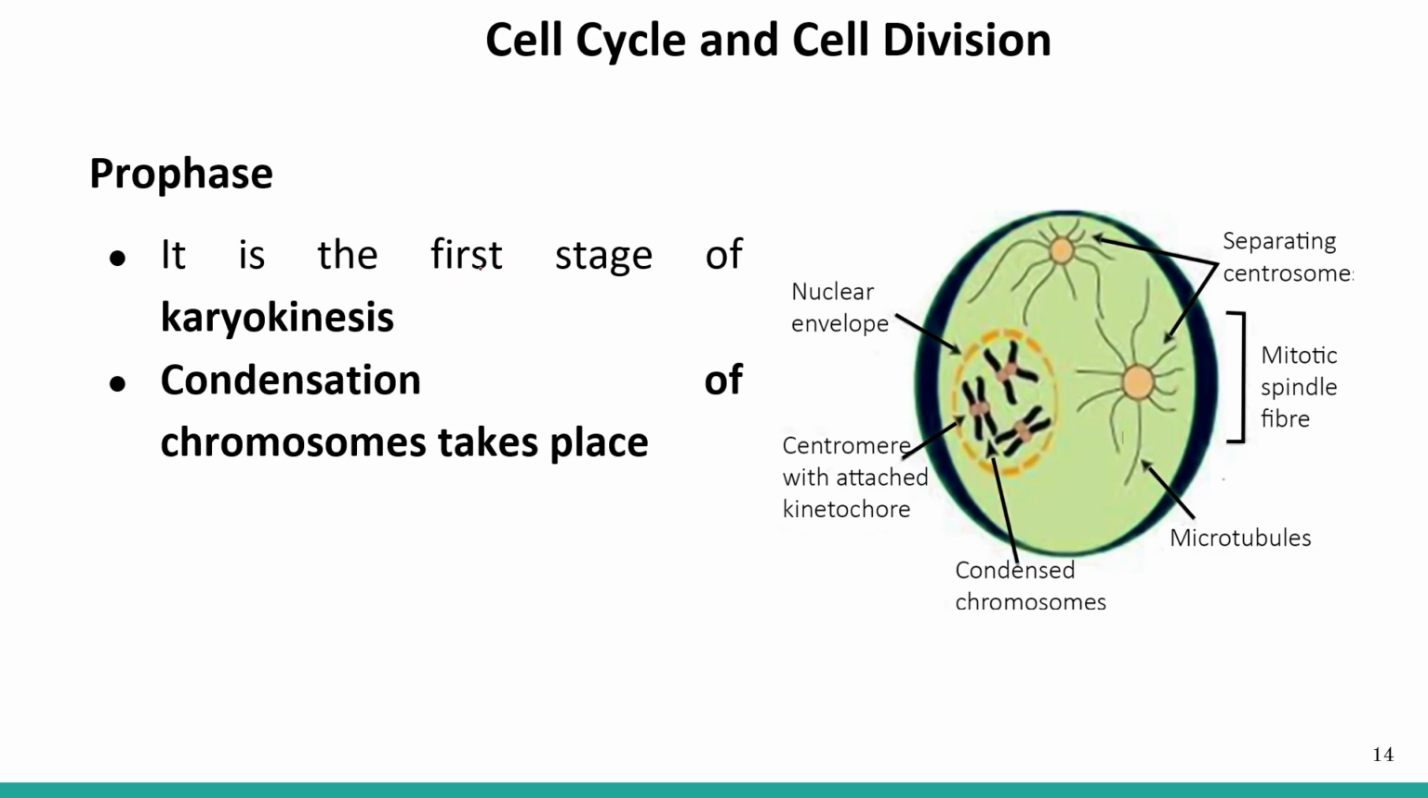Now first let's talk about the prophase. It is the first stage of karyokinesis. And what happens during prophase? There is a condensation of chromatin, or chromosome, taking place. Condensation of chromatin or chromosome takes place.